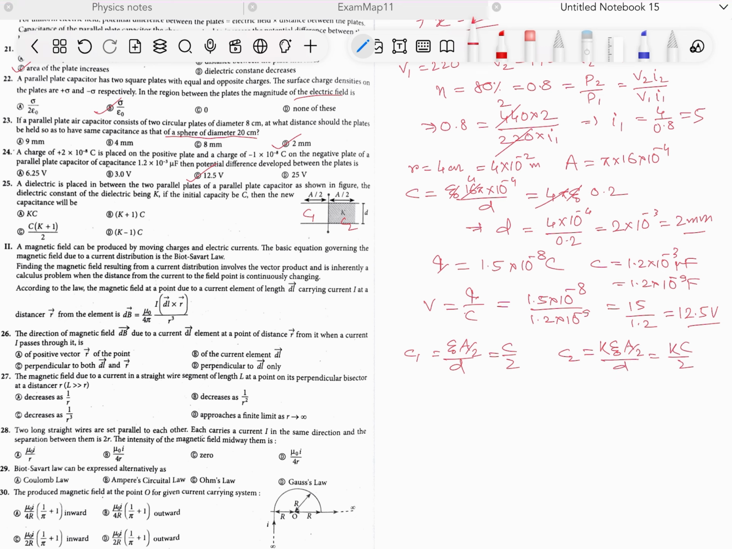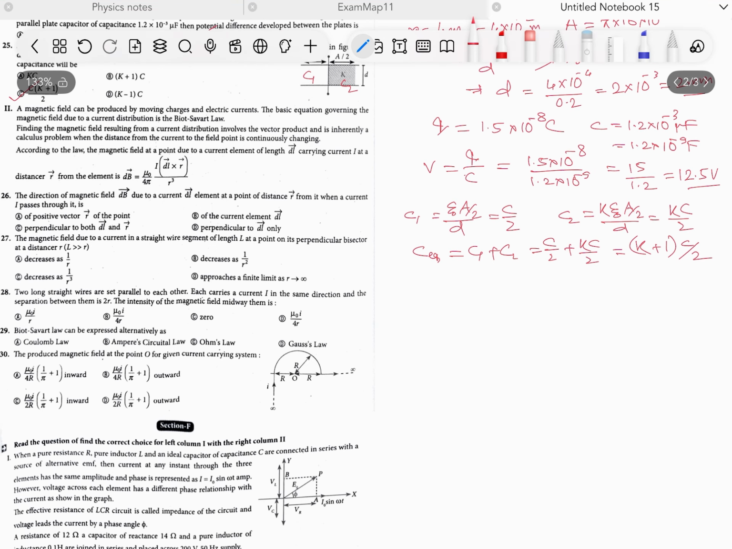Okay, now add them. They are in parallel, so C equivalent will be C1 plus C2. So C by 2 plus K into C by 2, means (K plus 1) into C by 2. So option C will be the right answer.